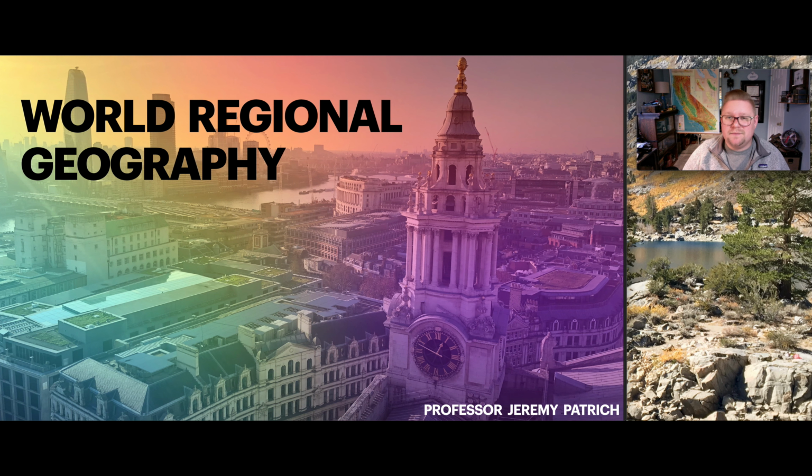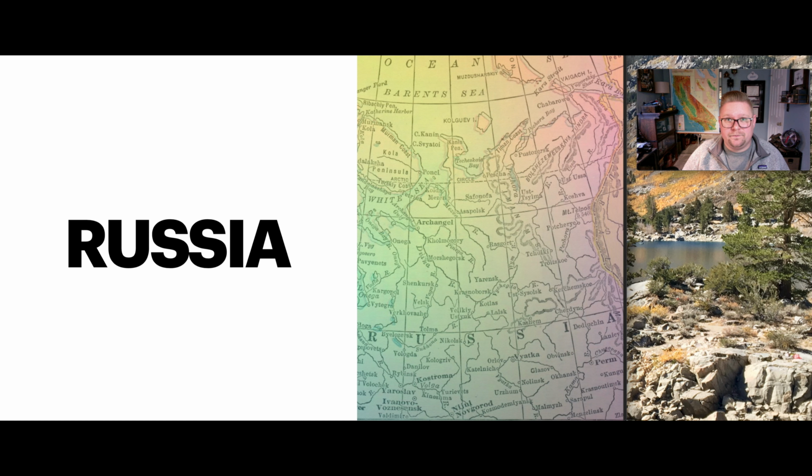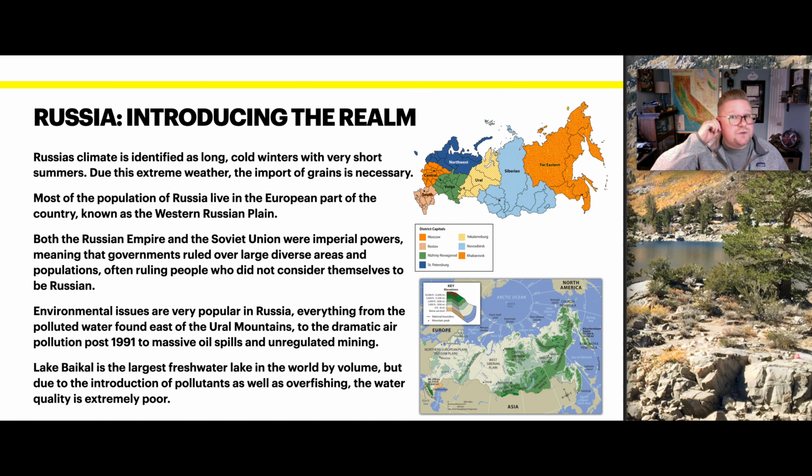This time, let's introduce Russia. So, Russia has a very intense and unique history. Let's begin with just introducing the realm. Russia's climate is identified as having long, cold winters with very short summers. Due to this extreme weather, the import of grains is necessary. They have a very short agricultural growing season, and they have had for quite some time.